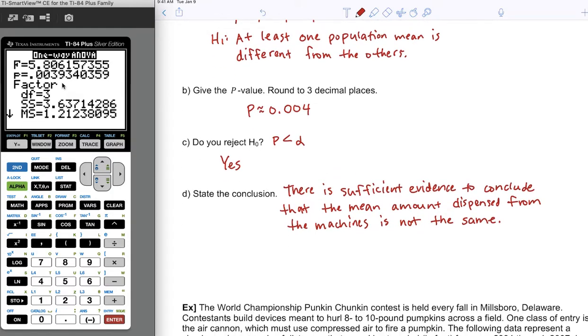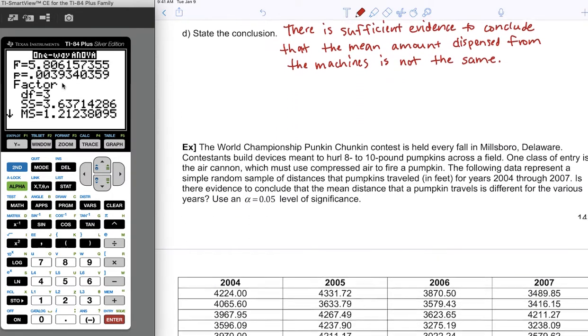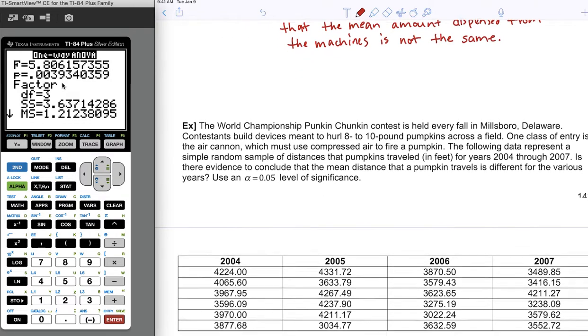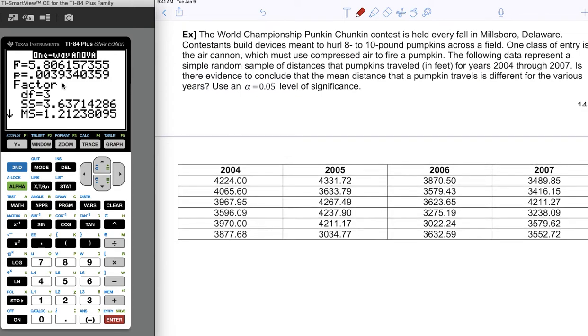Okay, so let's try another one. The World Championship Pumpkin Chunkin' Contest is held every fall in Millsboro, Delaware. Contestants build devices meant to hurl 8 to 10-pound pumpkins across a field. One class of entry is the air cannon, which must use compressed air to fire a pumpkin. The following data represent a simple random sample of distances that pumpkins traveled in feet for years 2004 through 2007. Is there evidence to conclude that the mean distance that a pumpkin travels is different for the various years? Use an alpha equals 0.05 level of significance.